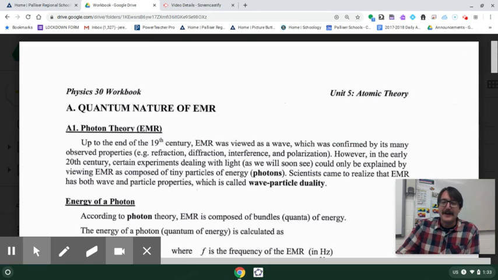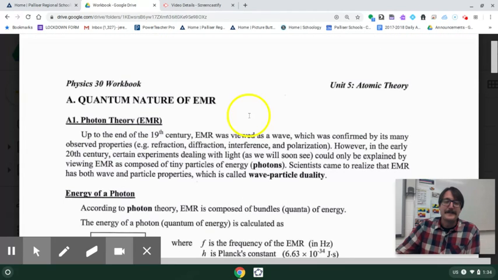Put it this way, a complete picture of light doesn't just involve the wave idea or the particle idea separately, but together. Because some experiments demonstrate the wave nature of light, and some experiments demonstrate the particle nature of light. So, what we're doing is we're studying the particle nature of light, and this corresponds with chapter 14 of the textbook.